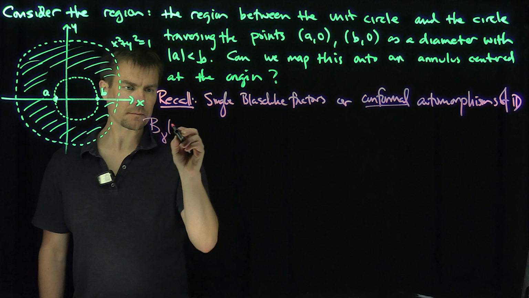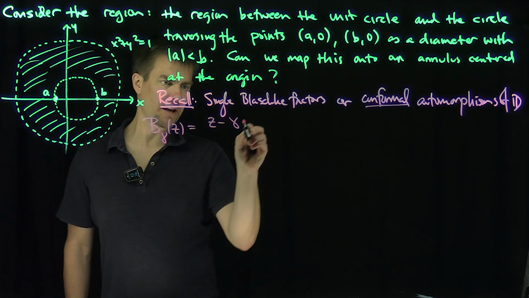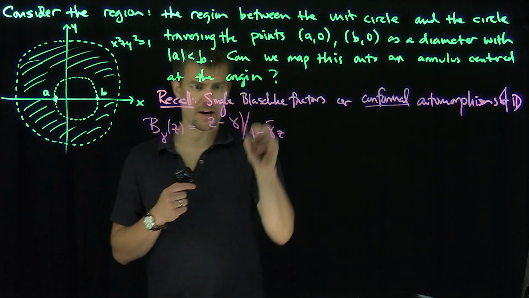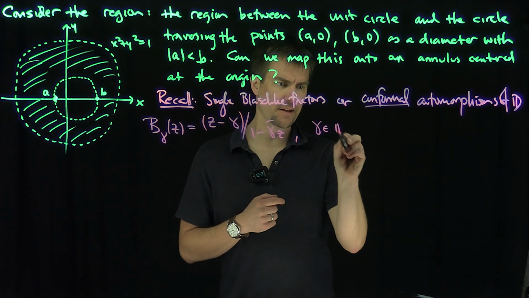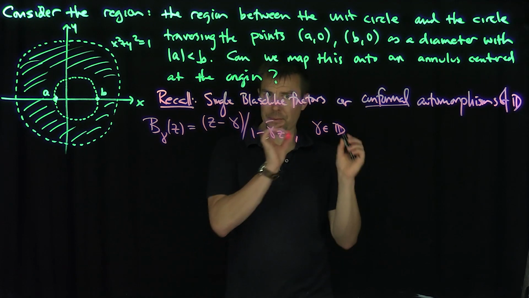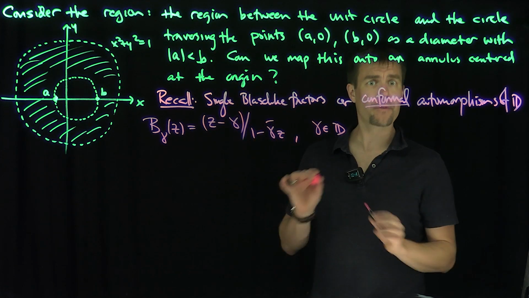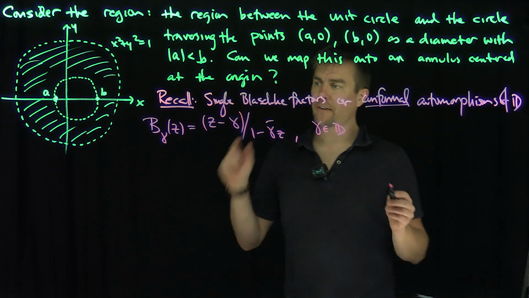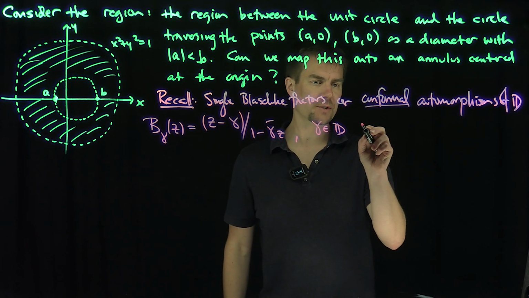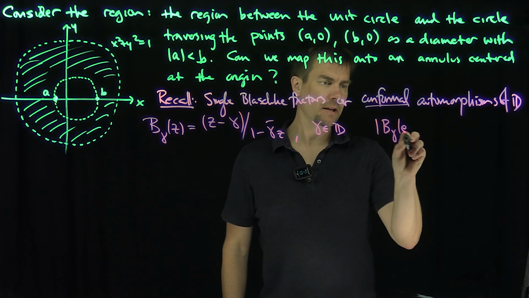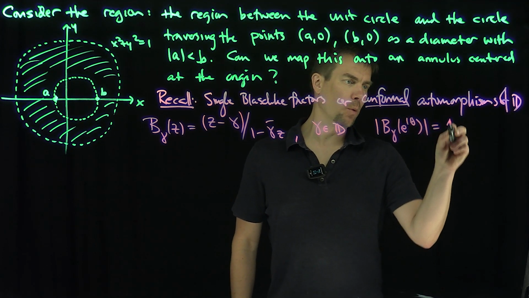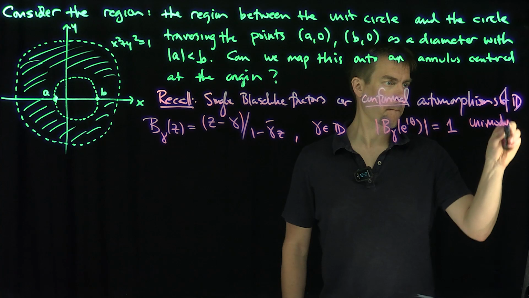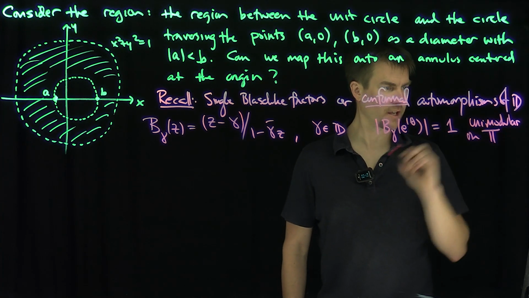I've already used A and B, so I need a different letter here. I'll say B gamma of Z is just (Z minus gamma) over (1 minus gamma bar Z), where gamma is a point inside the unit circle, a point in the unit disk. What are the key properties of these Blaschke factors? We've proven these are all the conformal automorphisms of the disk up to a rotation. If I plug in a point e to the i theta, one key thing is that the modulus of B gamma of e to the i theta, for any theta, is equal to 1. It's unimodular on the unit circle T.